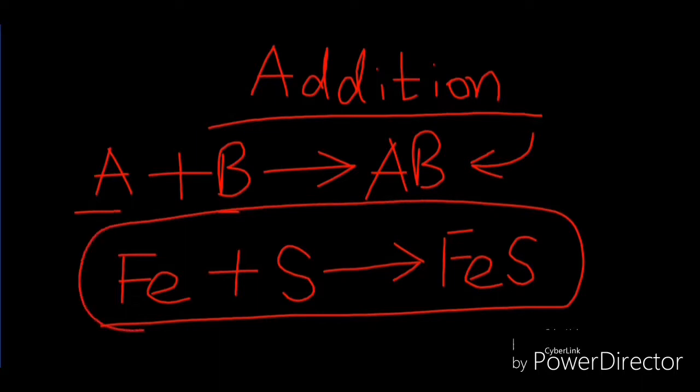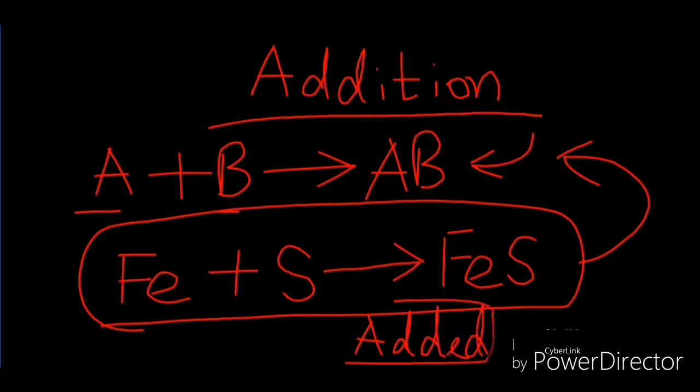This is simply the addition reaction. Look at this. This reaction just follows this rule: A plus B is AB. So here we have iron and sulfur that have been added to produce ferrous sulfate, which is completely an addition reaction. So let's check some extra examples of addition reaction.